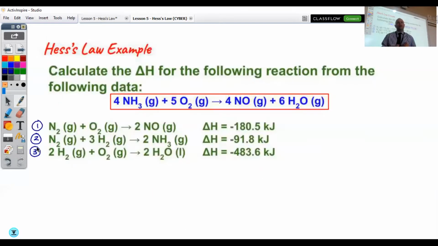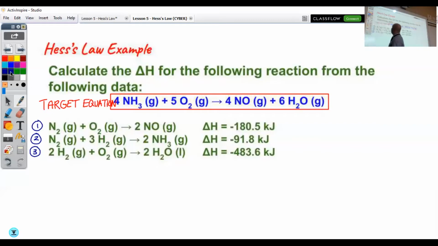So let's take a look at our first example of a Hess's Law problem. This part that I have boxed in red, we're going to call this the target equation. This is the equation that you are trying to get from these three equations down at the bottom. Notice that I've numbered them 1, 2, and 3.